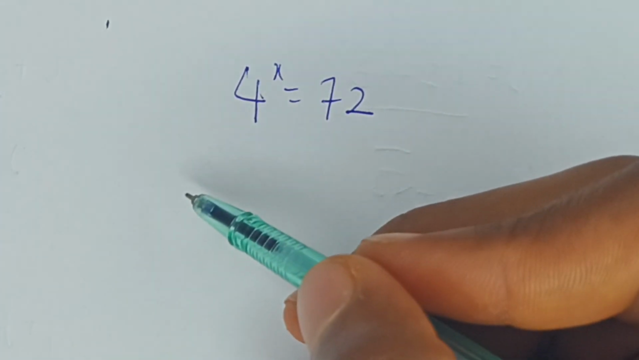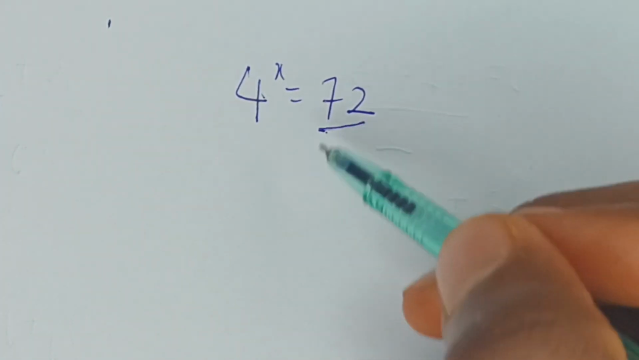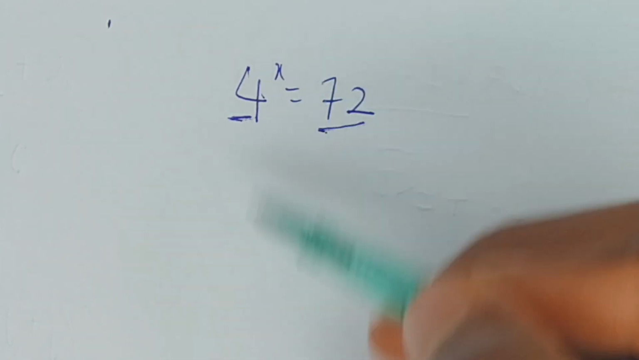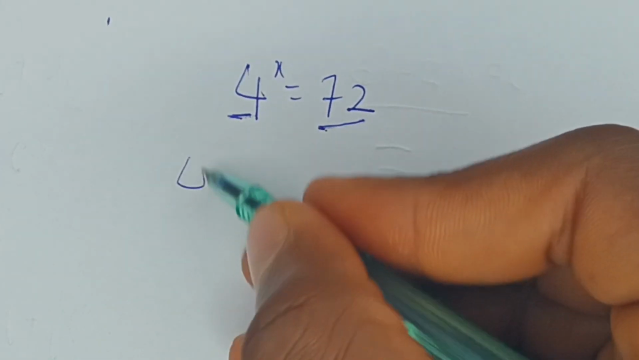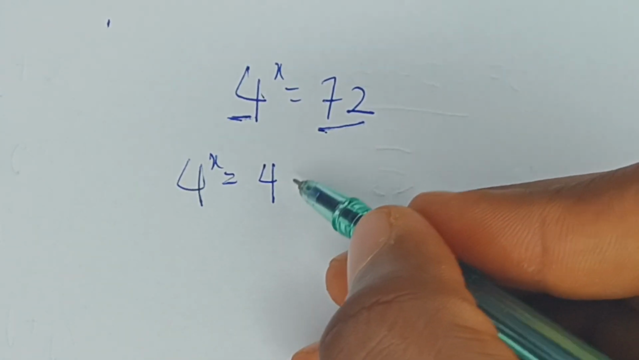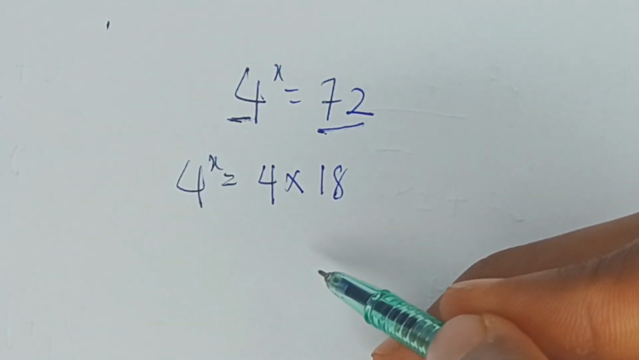Required to solve for x here. In order to do this, the first step is to find the multiples of 72, after which we take the logarithm to the base of whatever is raised to the power x. So we have 4 to the power x equal to 4 times 18. Okay, so this is the multiple of 72.